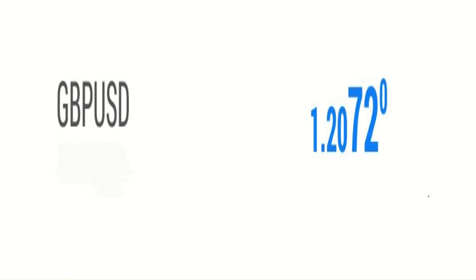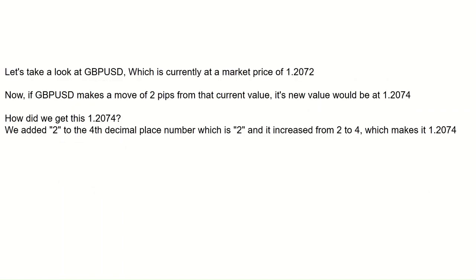So if we add 2 pip movements to the fourth decimal place, it becomes 2 plus 2, which is 4. So the new number will become 1.2074, like we explained here. So how did we get this 1.2074? We added 2 to the fourth decimal place number, which is 2, and it increased from 2 to 4, which makes it 1.2074. I hope you get it now. This is very, very simple if you are following me.